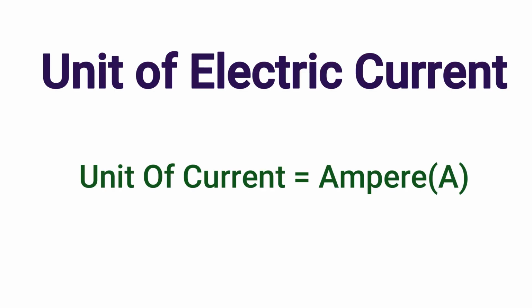Now we all know what is the unit of this electric current. So the unit of this electric current is Ampere, which is represented by the symbol A. 1 ampere means 1 coulomb of charge flowing per second through a conductor.